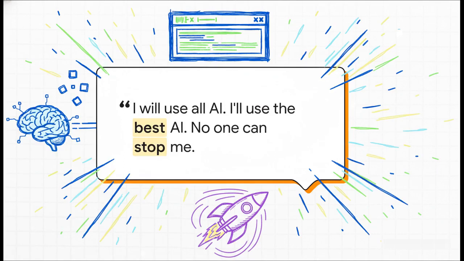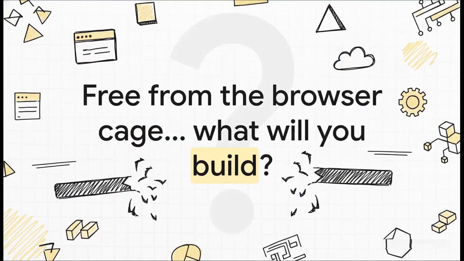Which gives you this kind of mindset. I will use all AI. I'll use the best AI, and no one can stop me. That is the freedom this gives you. So that's the terminal method. It puts you squarely back in the driver's seat. Which really only leaves one question. Now that you're free from the browser cage, what will you build?